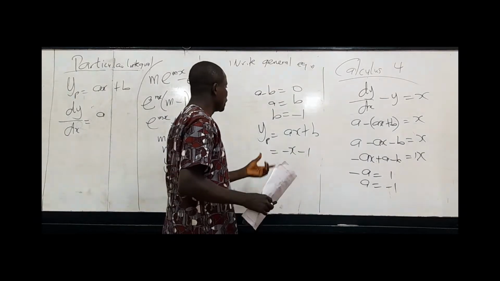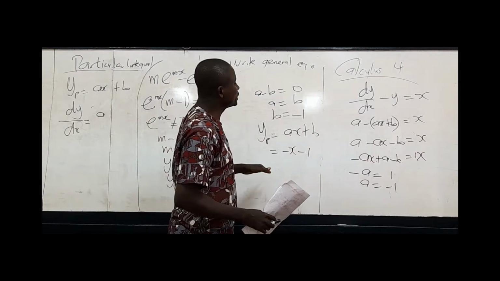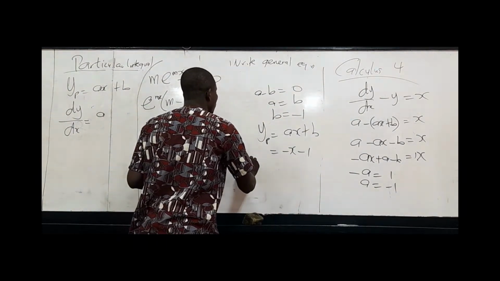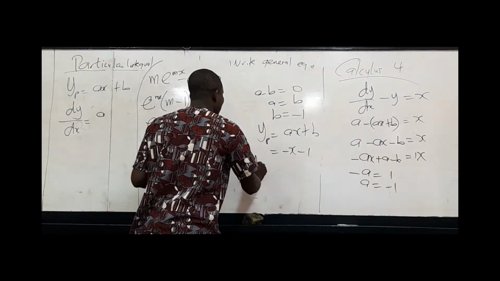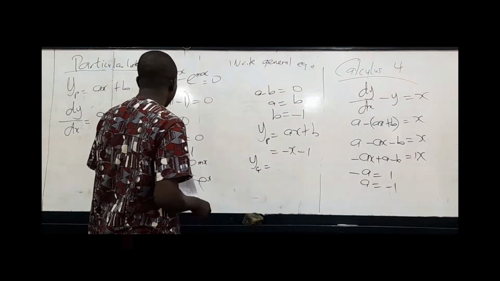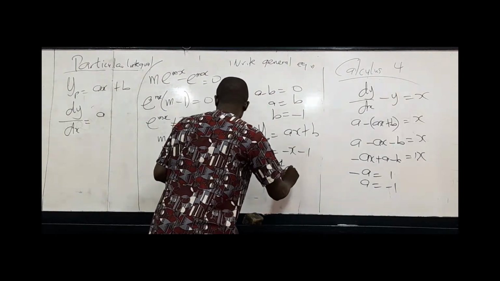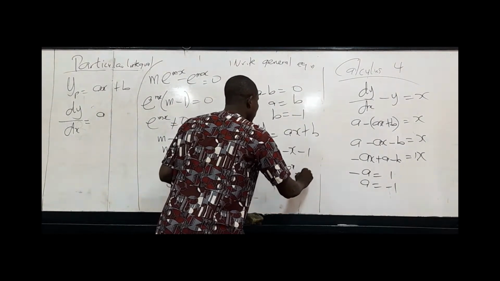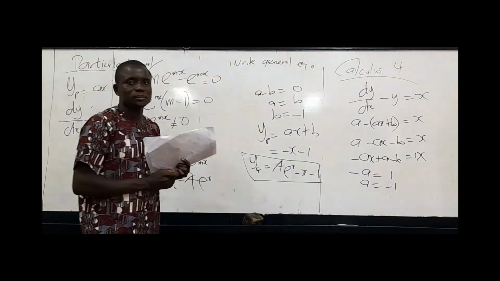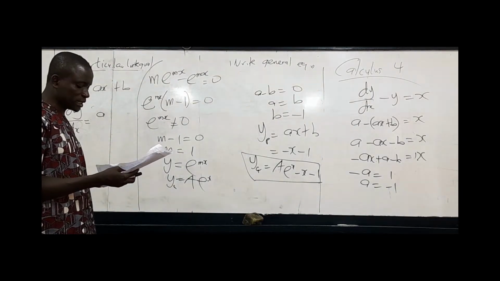Ax plus b. So here is what? Negative x, negative this, because we have put these values. A is negative 1, b is negative. I'll put it inside. Therefore, we say that the general equation, y general, is going to be the complementary function, which is e to the minus x, minus x minus 1. This is the general equation that we want, where a is a constant.